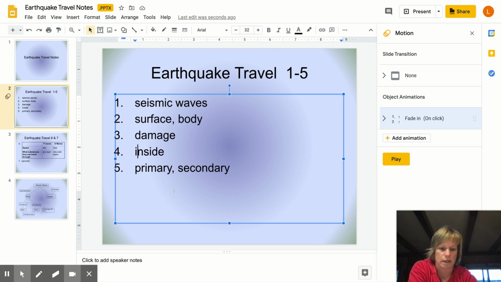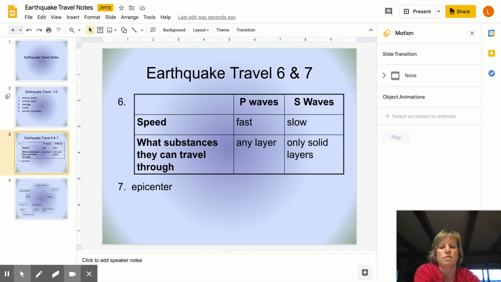Now it gets even trickier. Here's why I say that. Because the body waves that stay inside the earth that travel in all directions, they actually come in two types, which are called primary and secondary. And primary and secondary seismic waves have two important differences. So if you check this out with me, the first important difference is the speed difference. Primary seismic waves go faster than secondary seismic waves.